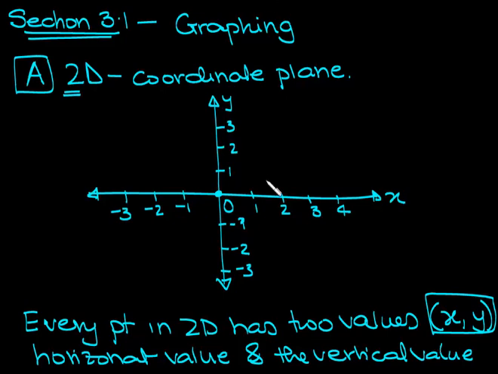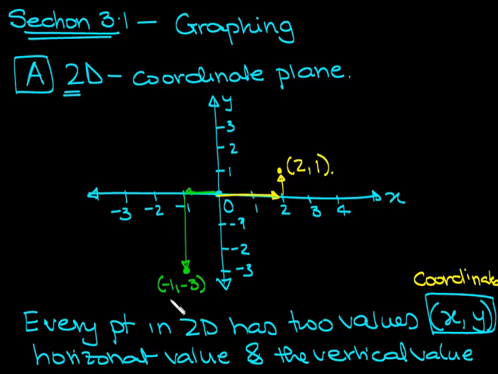So let's just quickly plot a few points here. Here's a point. If you go from here to here, the horizontal value is 2 and the vertical value is 1. So this point has coordinates 2, 1. We call those the coordinates of the point. Then let's do another one. Here's a point. Horizontally, we go 1 unit. Vertically, we go down 3 units. So this point has coordinates 1, -3.